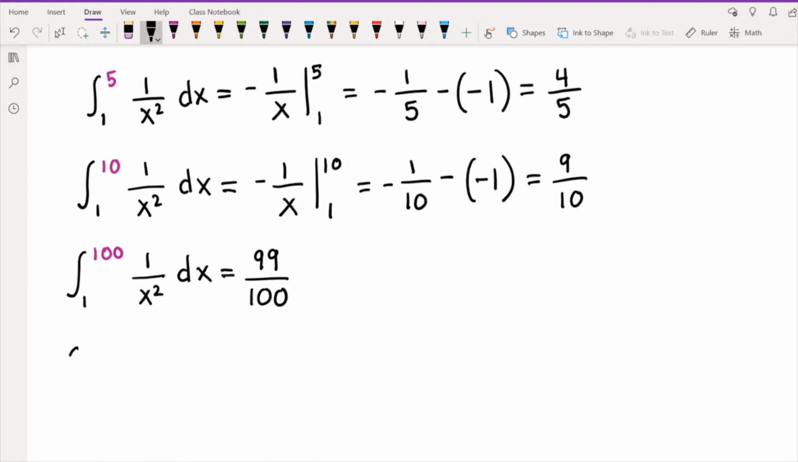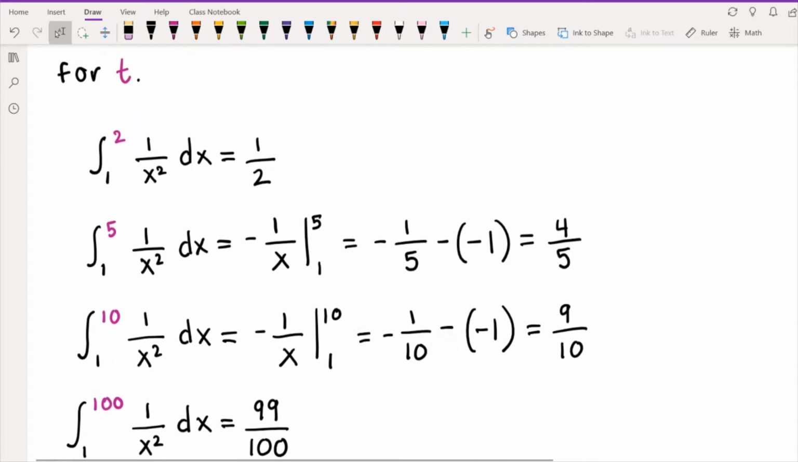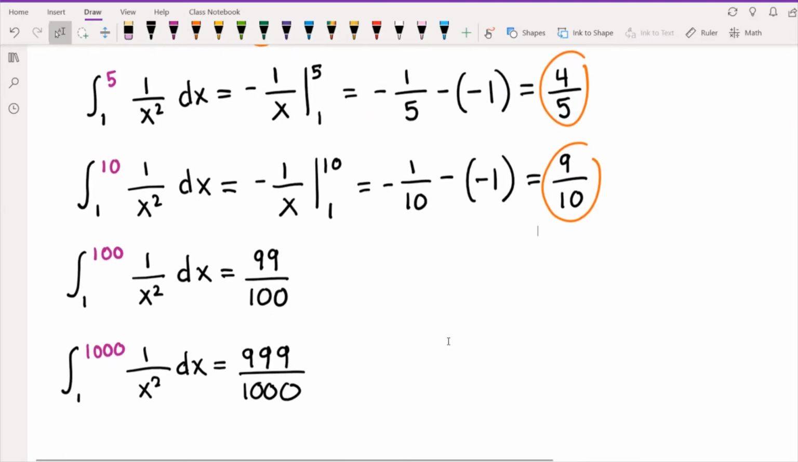Or even if you did the integral from 1 to 1,000, then you would get 999, or sorry, too many nines, 999 over 1,000. Okay, so what's happening with these numbers if we take these outputs and we compare them? So for the first area, we got a half, then we got 4/5, 9/10, 99 over 100, 999 over 1,000.